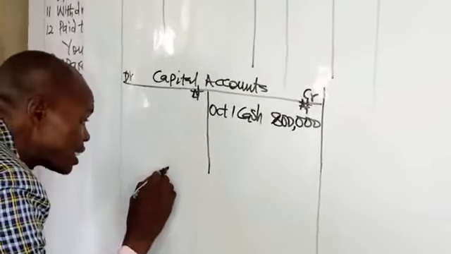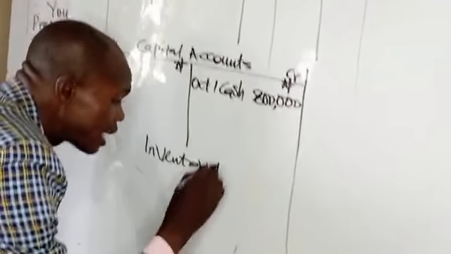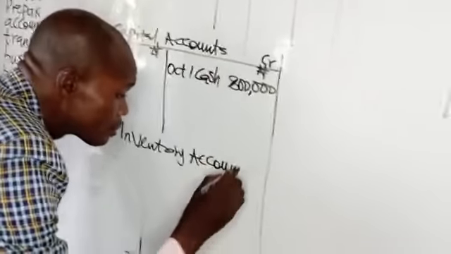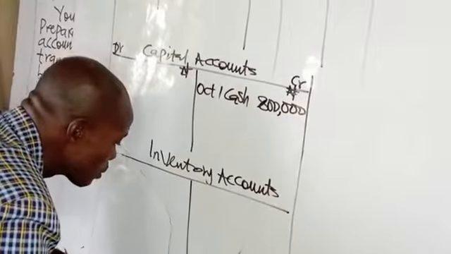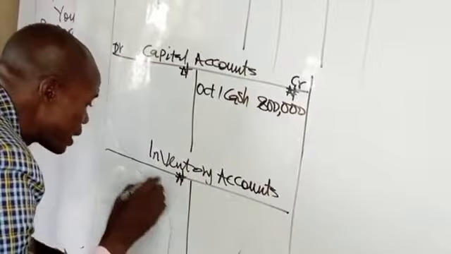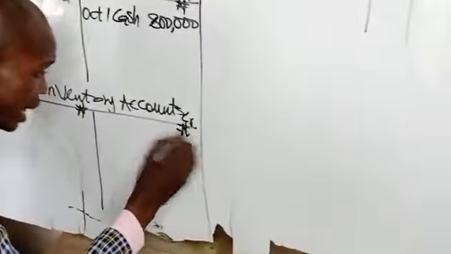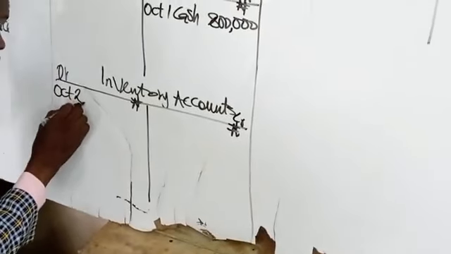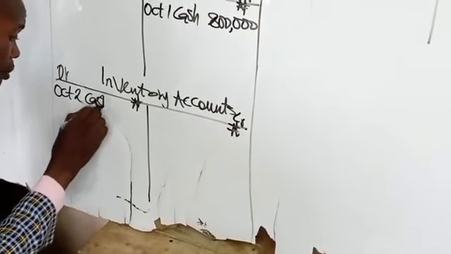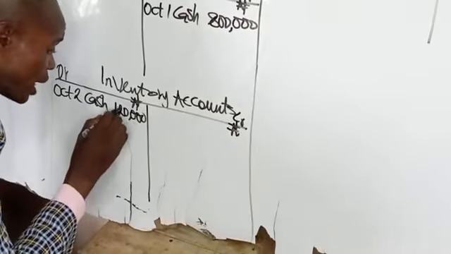Now let's open the inventory account. Since the cash account has been credited, that means you are going to debit the inventory account in line with the principles of double entry. October 2nd. So cash. The value of the inventory is 120,000 naira.